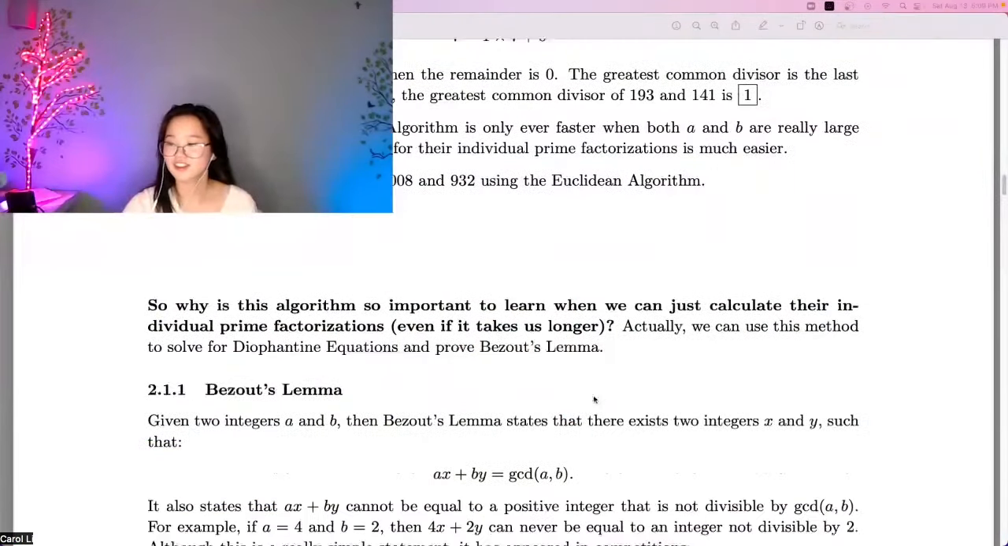Okay, so that's Bezout's lemma. I did say it was over the integers. I added that on later. Okay, so yeah.